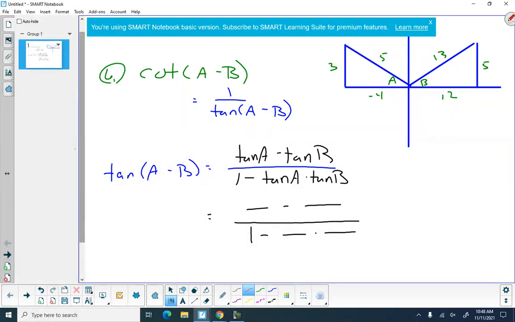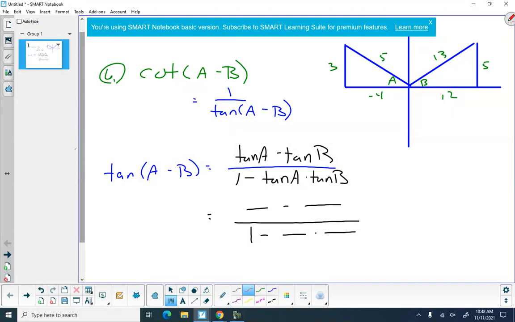Once again, do not try to do too many things at one time. Keep it simple here. It does not need extended types of writings here. We have the tangent of A minus B. I have one tangent A minus tangent B over 1 minus tangent A times the tangent B. We go to our triangles. What is the tangent of A? What is the tangent of B?